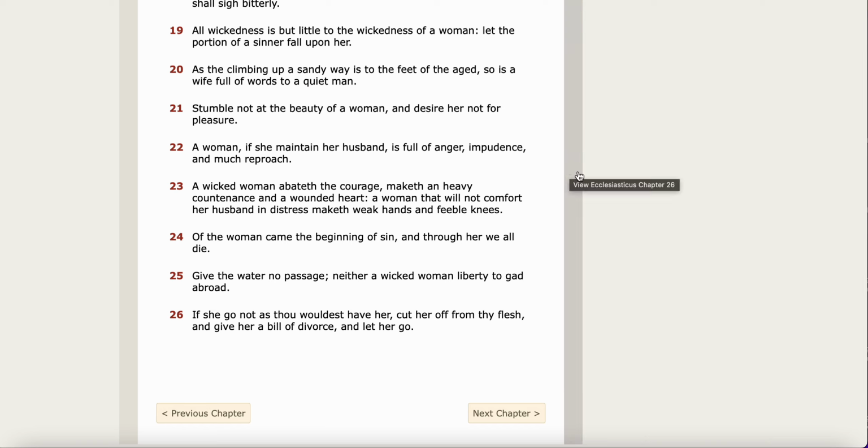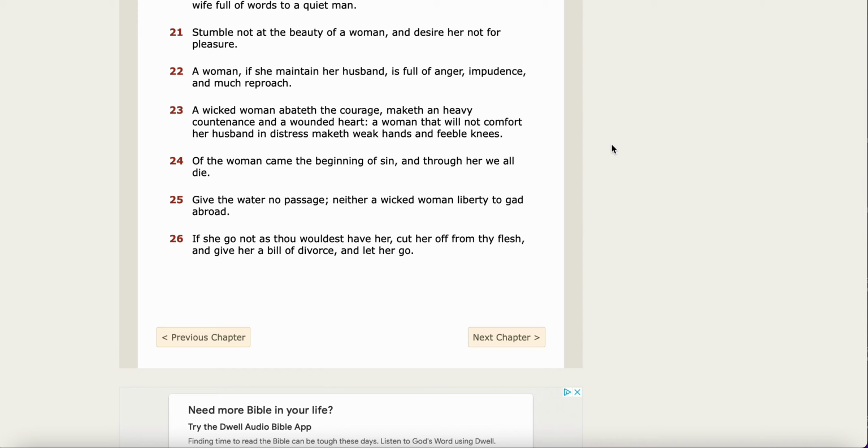A woman that will not comfort her husband in distress maketh weak hands and feeble knees. Of the woman came the beginning of sin, and through her we all die. Give the passage no water, neither a wicked woman liberty to gather abroad. If she go not as thou wouldest have her, cut her off from thy flesh, and give her a bill of divorce, and let her go.